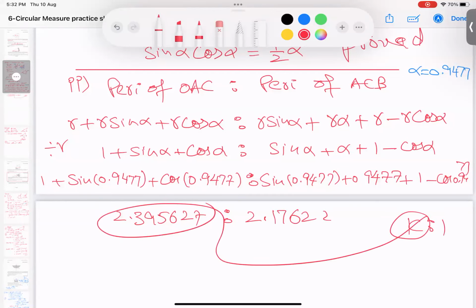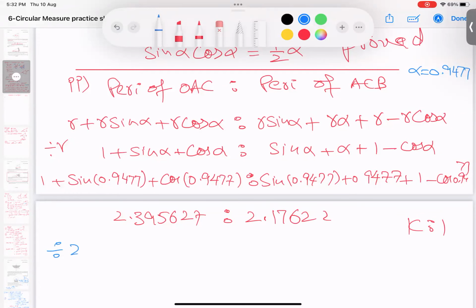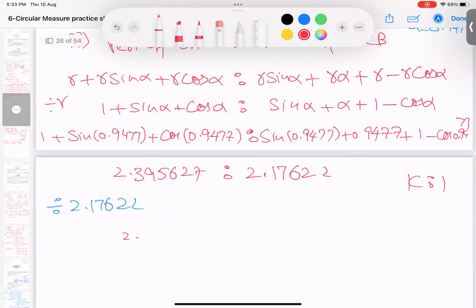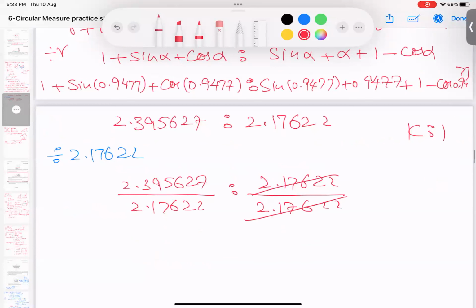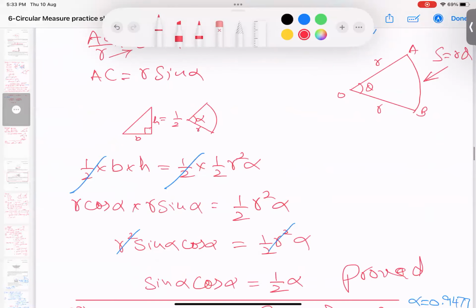But according to the target, K ratio 1 is required. K will come later on, but here I need 1. My question is, how can I get 1? Divide the whole equation by the right side number. Look, I'm doing 2.395627 over 2.17622, over 2.17622, and here it will cancel out and I get a 1. On the right hand side I'll check: 2.395627 divided by this answer, and I'm getting 1.10081.